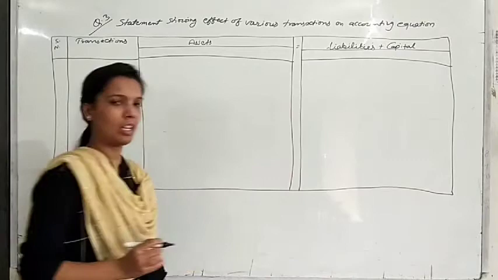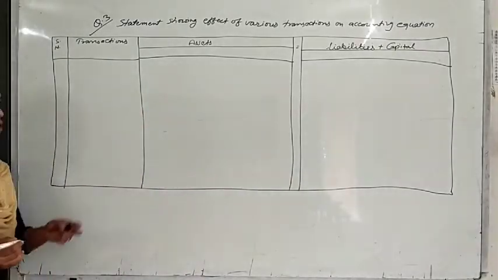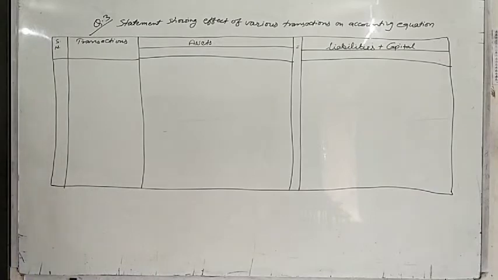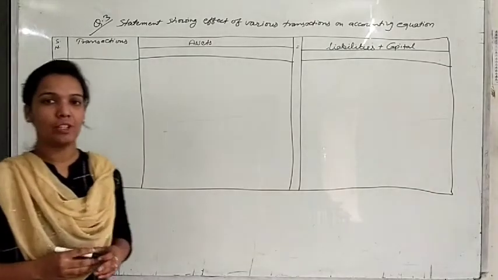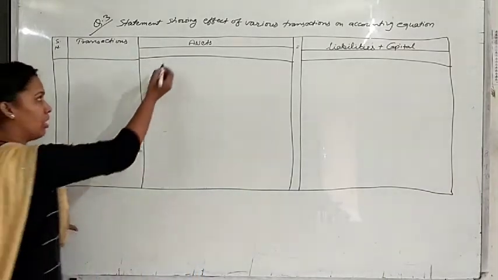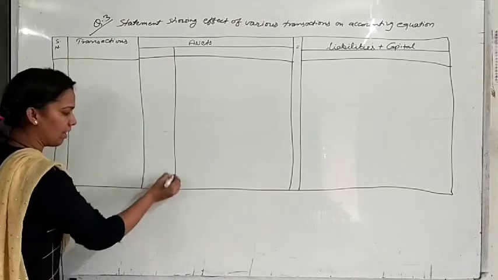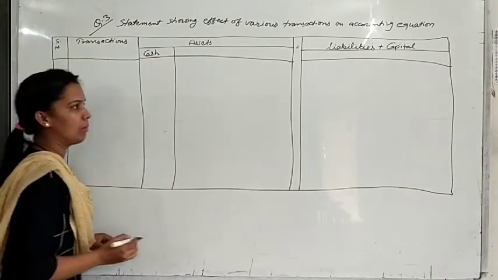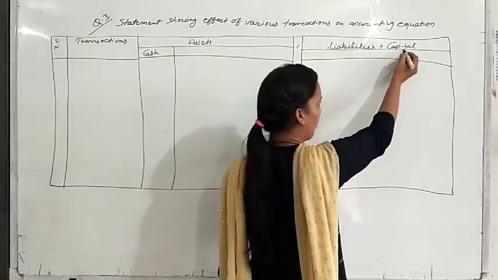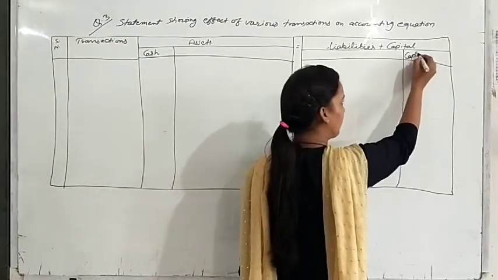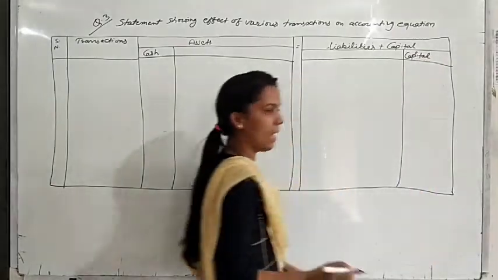So first of all, check according to the transactions which columns we have to prepare in assets. First point, started business with cash. Whenever you are starting any business with cash, it means 2 accounts are affected here, that is cash account and capital account. So the first account we have to prepare is the cash account. This is the column of cash, and here we will prepare capital. This is the column of capital.